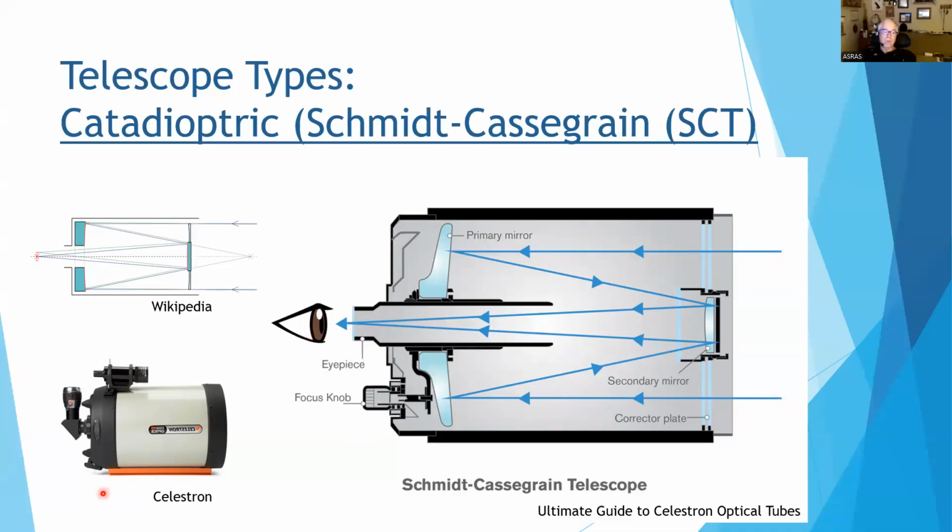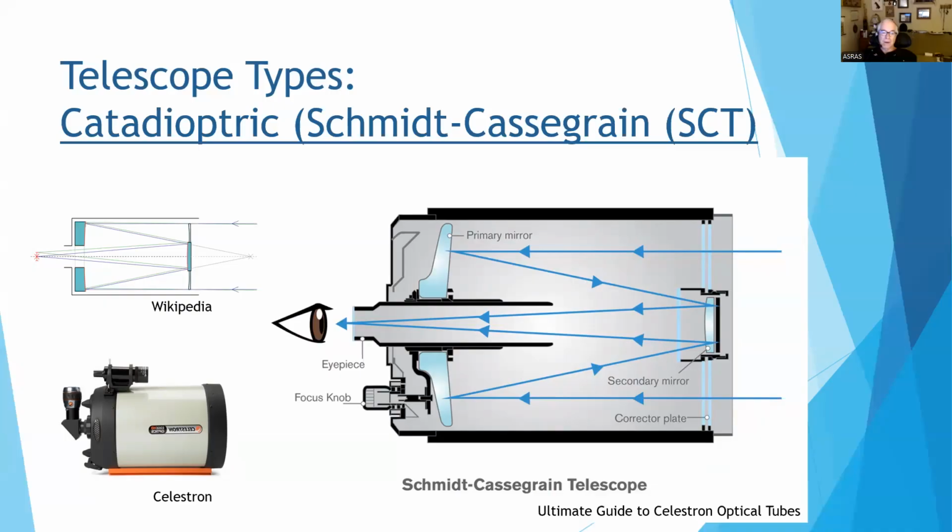This is an example of one from Celestron, another diagram of the light path of one. And the Schmidt corrector plate is a complex shape that corrects spherical aberration caused by the primary mirror. So this corrects it before it even hits the primary mirror here.